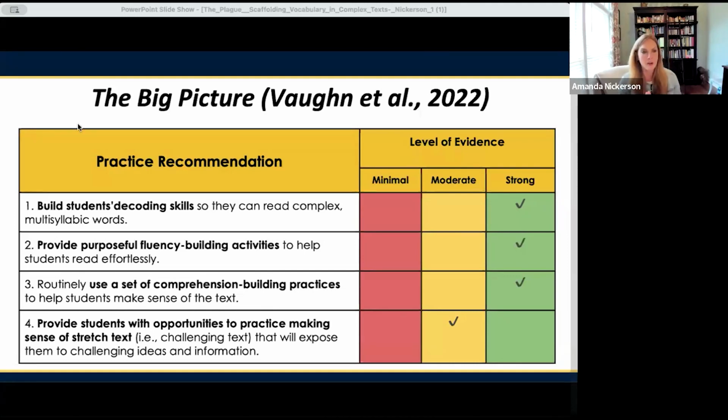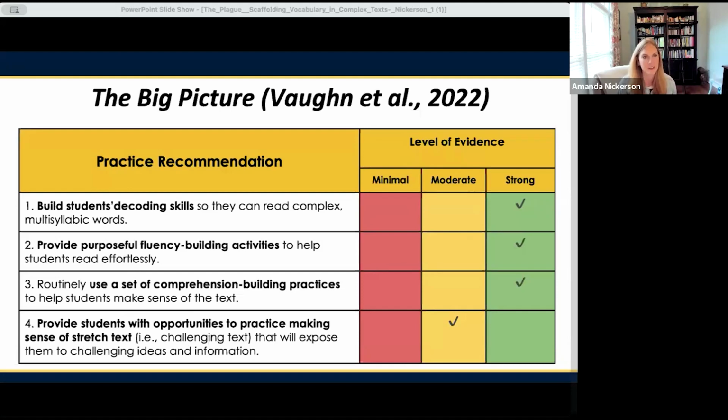Okay, so as we look at these practice recommendations, you'll notice that there are four. The first one says to build students' decoding skills so they can read complex multisyllabic words that are found in complex text. We want to provide purposeful fluency building activities to help students read effortlessly.